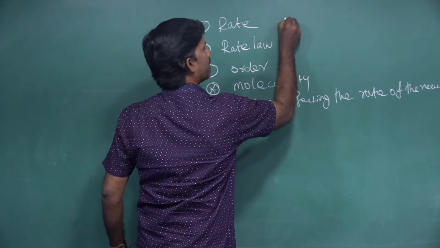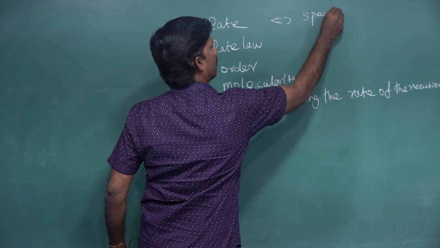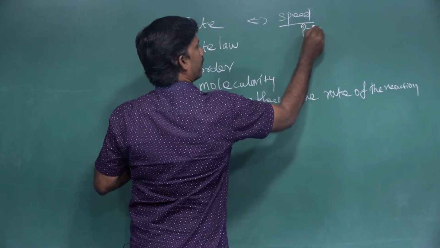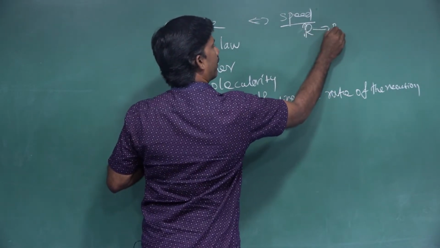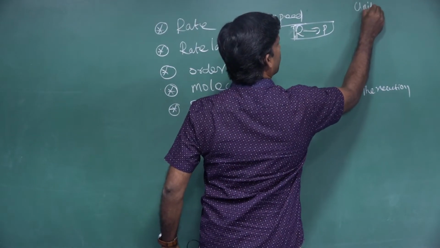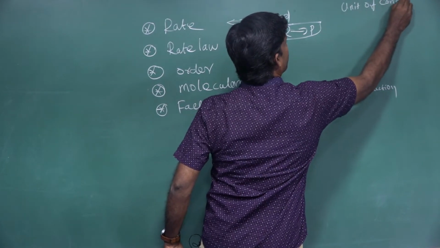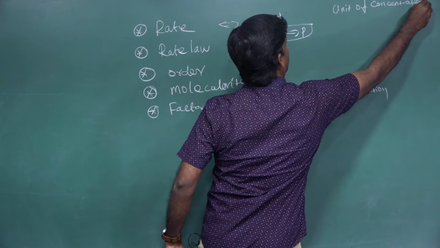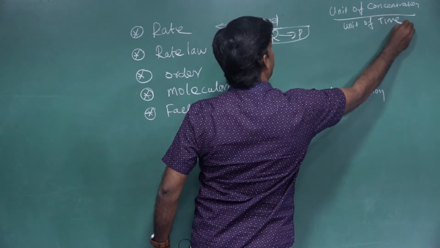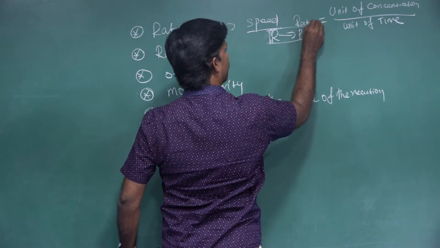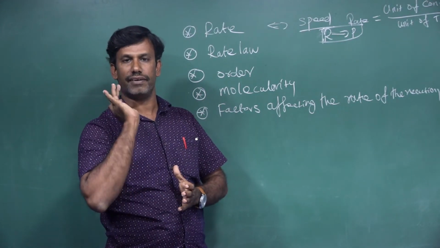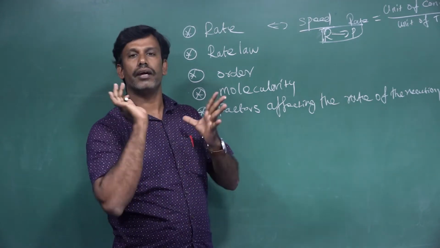First of all, rate. Rate is nothing but the speed of the reaction. How the speed of the reaction proceeds, how fast a reactant becomes a product. That can be given as a formula: unit of concentration by unit of time. That is a rate. Simply we can say that it is a change in concentration per unit time. That is called rate.